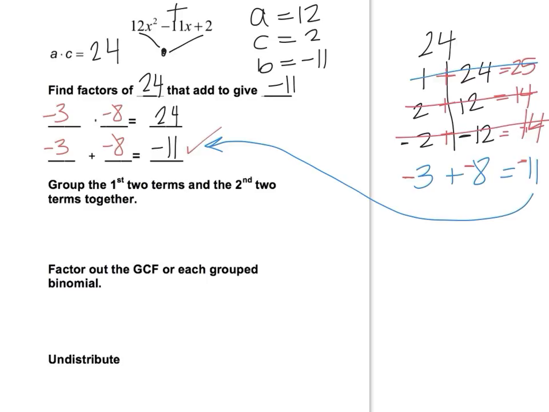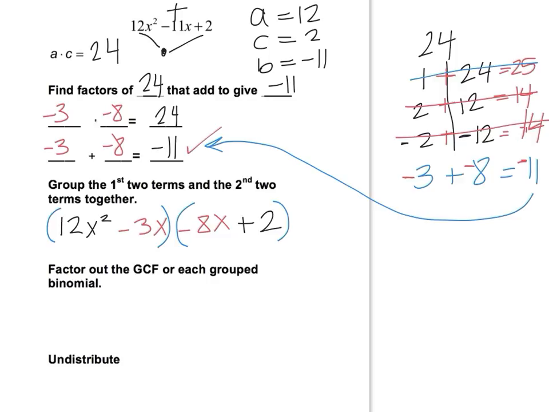Now what do I do after that? I copy the first term down. I split the middle term into those two numbers. So instead of negative 11, I need to write negative 3x minus 8x. And I copy the constant down. That's called the grouping method, okay? Because now what I'm going to do is group the first two together and the last two together and try to find the GCF and factor the GCF out for each of those two.